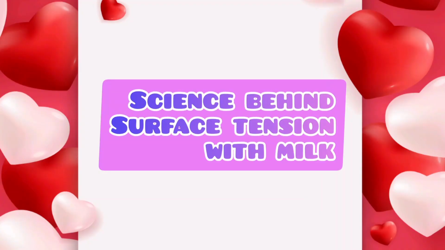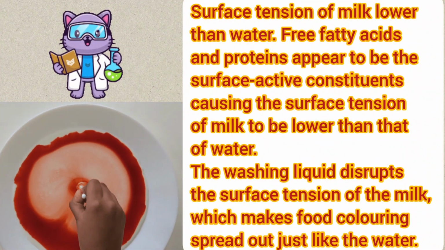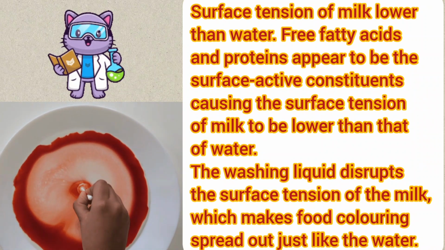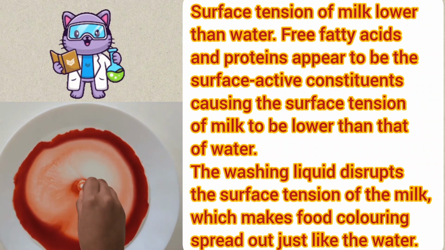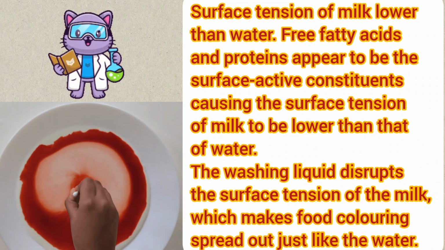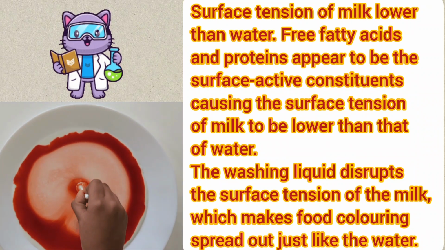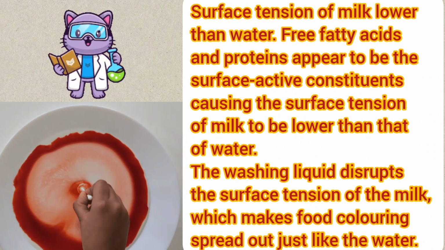Science behind surface tension with milk experiment. Surface tension of milk is lower than water. Free fatty acids and proteins appear to be the surface active constituents, causing the surface tension of milk to be lower than that of water. The washing liquid disrupts the surface tension of the milk, which makes food coloring spread out just like in the water.